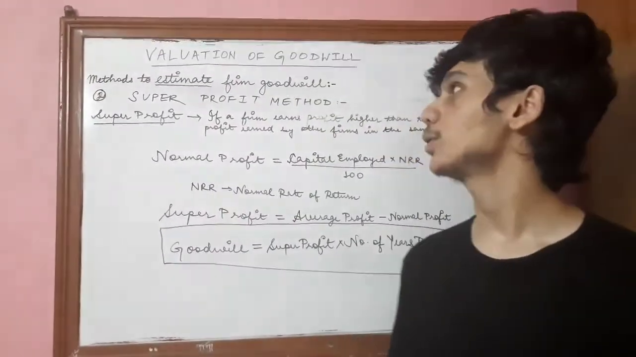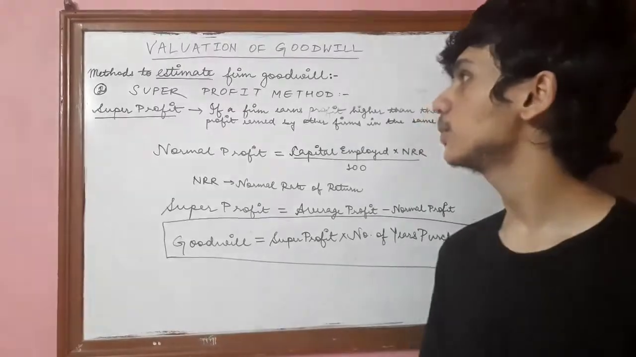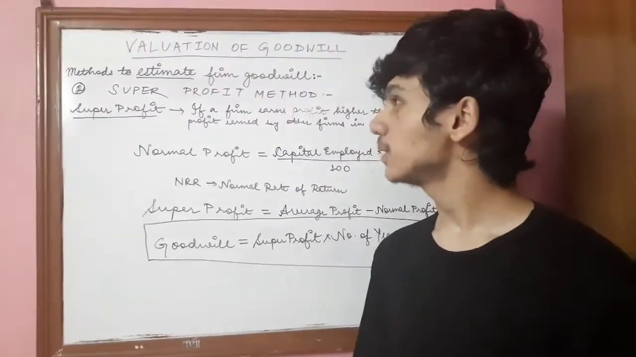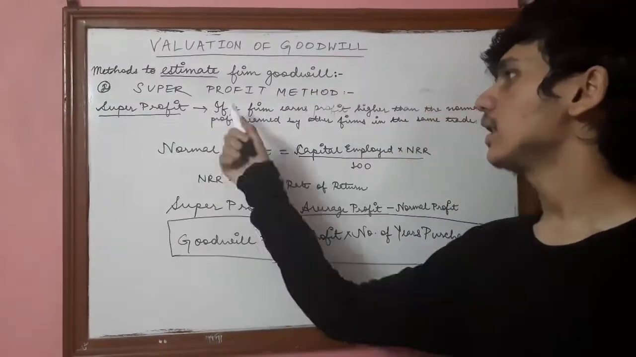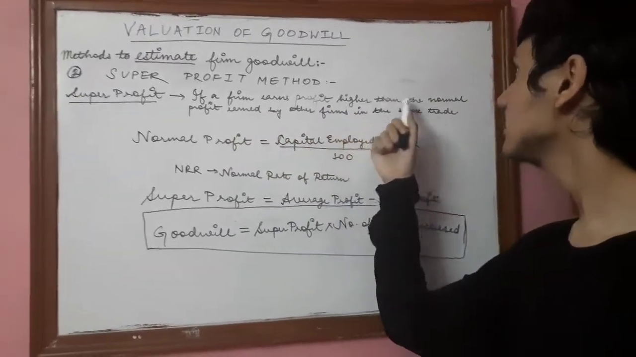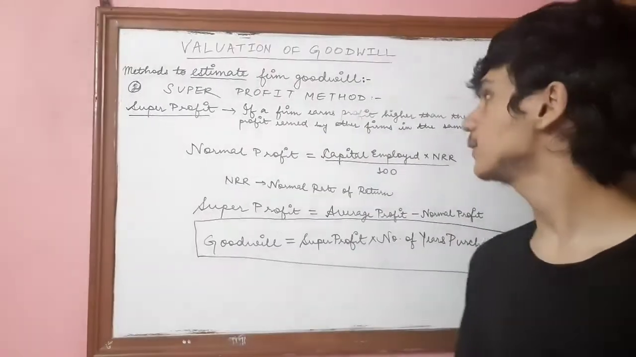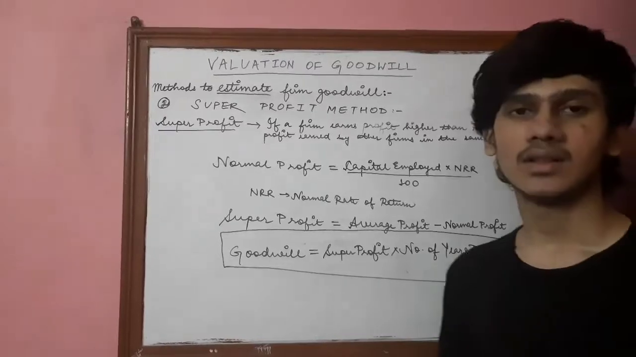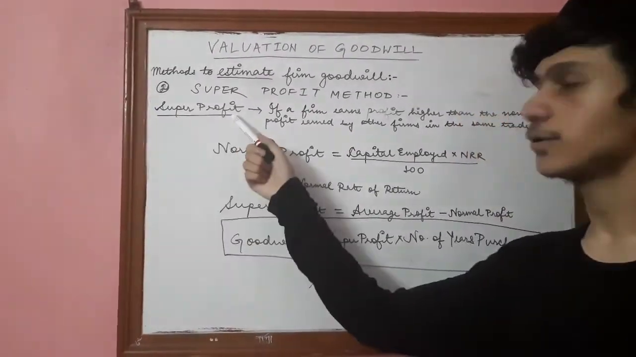The second method to estimate firm goodwill is super profit method. Super profit is if a firm earns profit higher than the normal profit earned by other firms in the same trade. The same profit is termed as super profit.